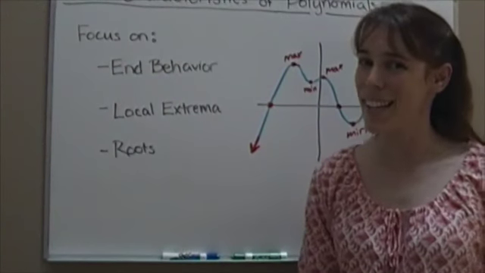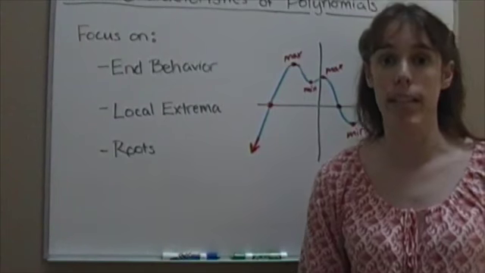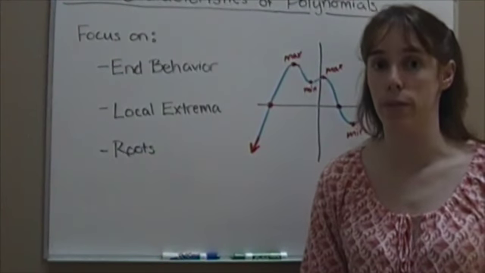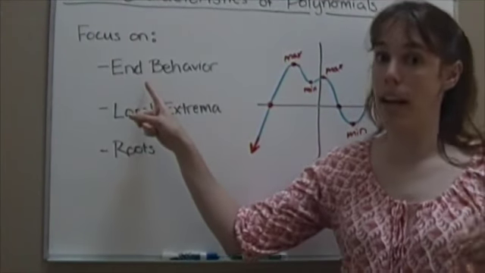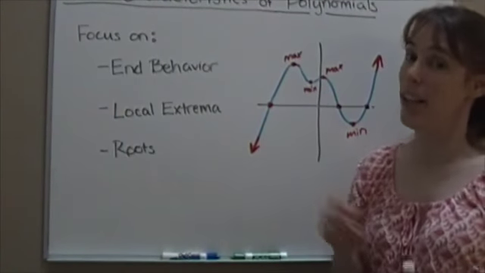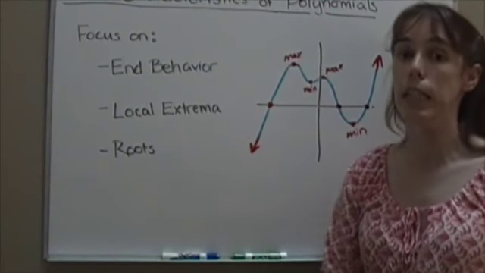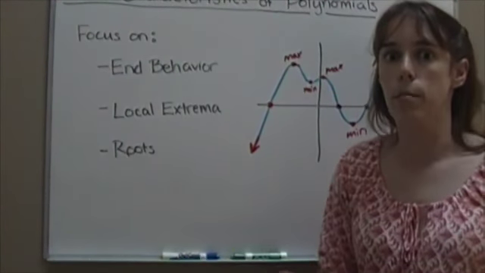Good morning, class. Today we're going to talk about the characteristics of polynomials, and we're going to focus on three different ones. First, there's end behavior. So that's just where does it go when it reaches the ends? Towards negative infinity, towards positive infinity, somewhere else along an asymptote.